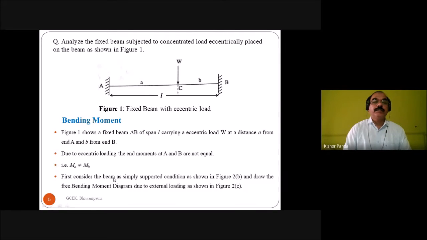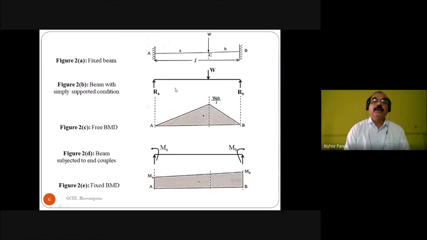So what is the next step? What is your next step? So first, by considering the simply supported condition, you have to draw the free bending moment diagram. So first you have to take the simply supported condition. This is your simply supported condition. You only have to consider the load which is acting, and you have to draw the free bending moment diagram. This is the simply supported condition, and this is the free bending moment diagram. You know how to draw the free bending moment diagram.